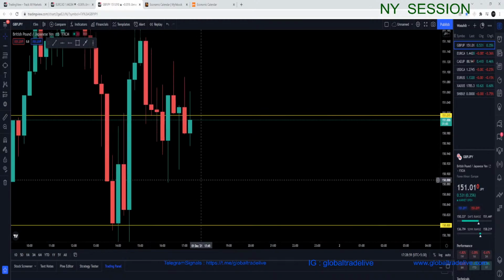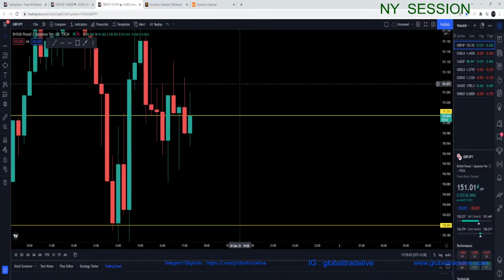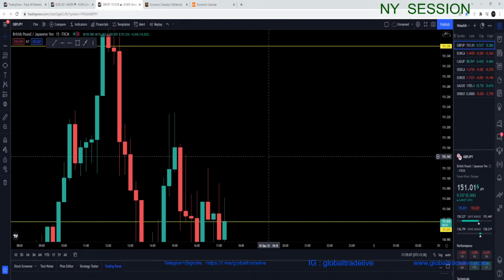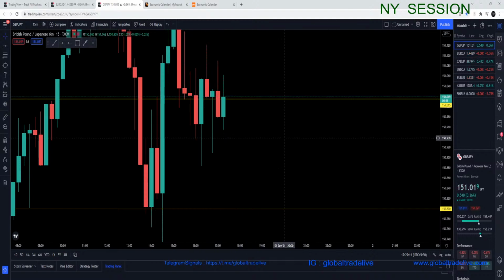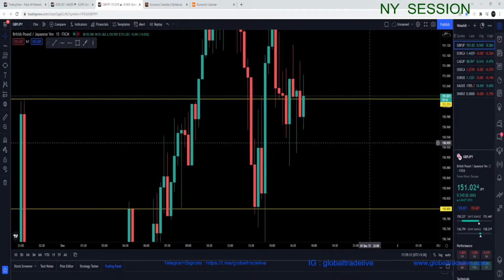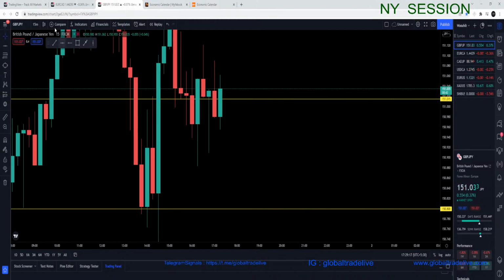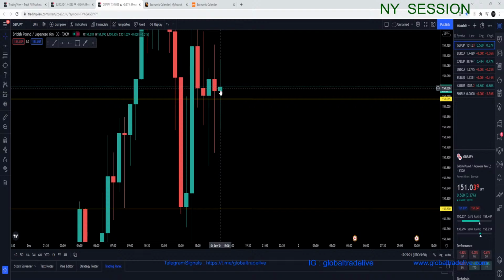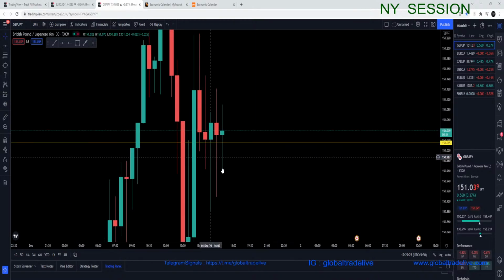And what's there in the 15 minutes? Let's see that also. Okay, I'm not sure about 15 minutes, I don't like the way 15 minutes is printing over here. Oh, this candle is closing in 43 seconds. That means, yes, this candle is closing above that area. So this is a really good confirmation.